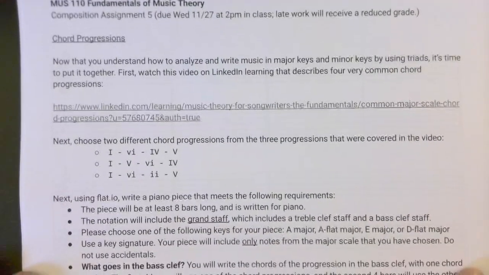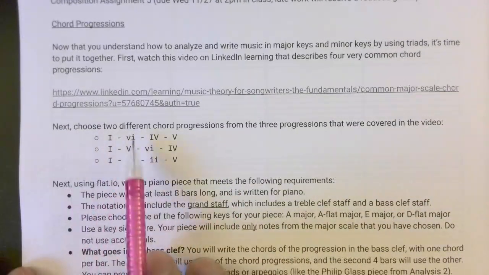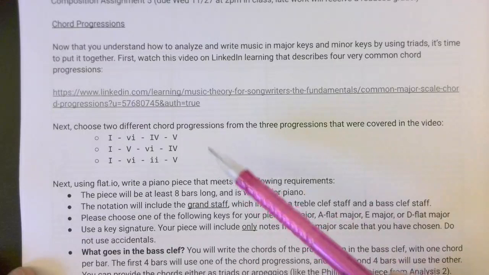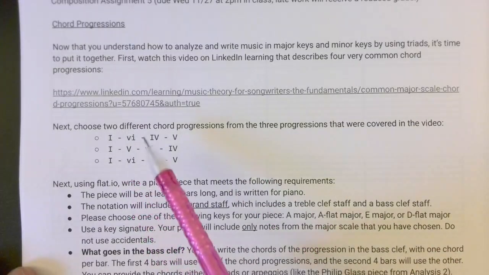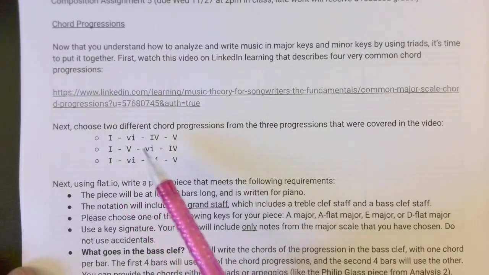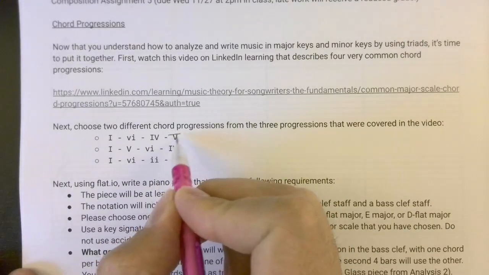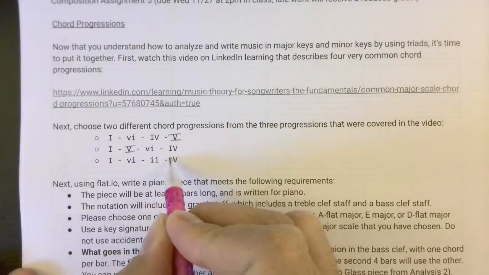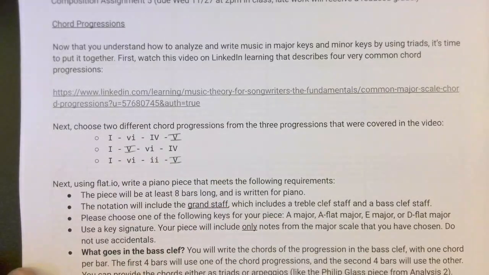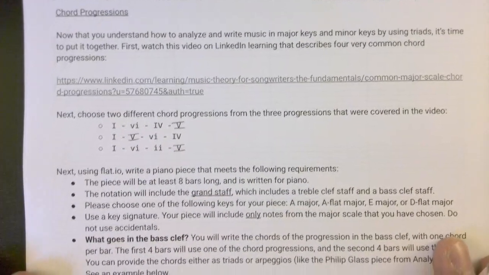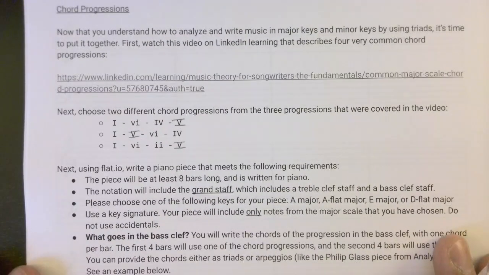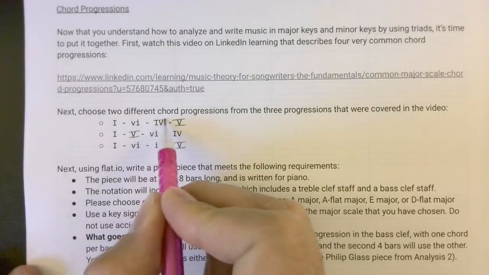Okay, after you've done that, I'd like you to choose two different chord progressions from these three that were covered in the video. So 1, 6, 4, 5, 1, 5, 6, 4, and 1, 6, 2, 5. Okay? Remember when I'm asking you to write out the Roman numerals, please always use horizontal lines for the uppercase V. At the moment, I just haven't found a font that allows me to do that yet. So in the meantime, please do it on your own so that I understand that this is all uppercase.